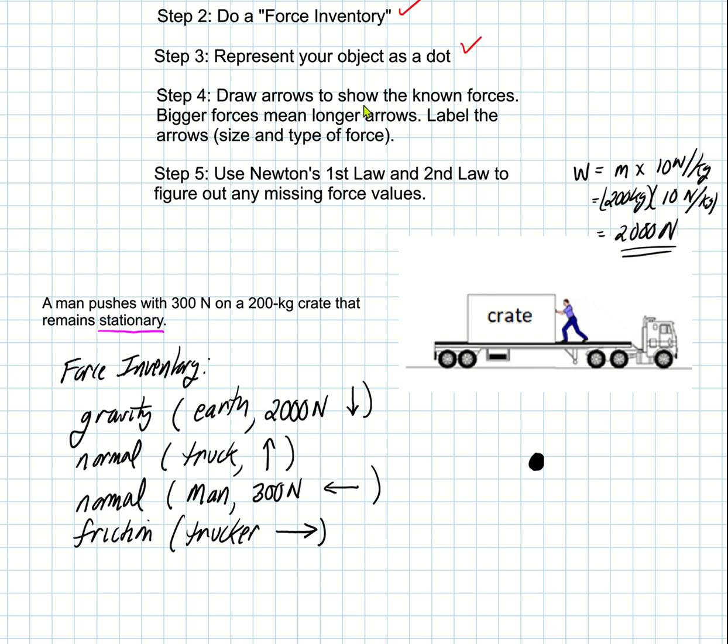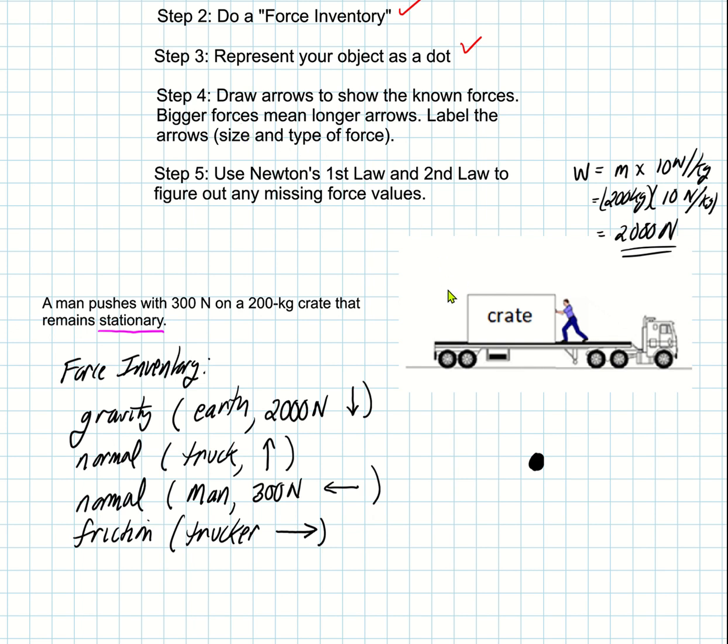Okay, the next one. Draw arrows to show the known forces. Bigger forces mean longer arrows. Label the arrows with the size of the force and the type of the force. Arrows do a fantastic job of showing on paper what we can't see with our own eyes, which are forces. Big arrows are big forces, little arrows are for little forces, and everything in between. And the direction of the arrow, of course, is the direction of the force.